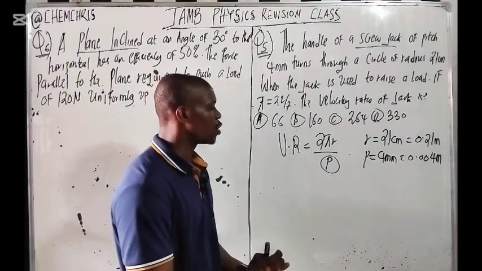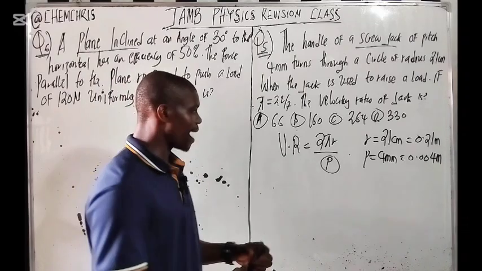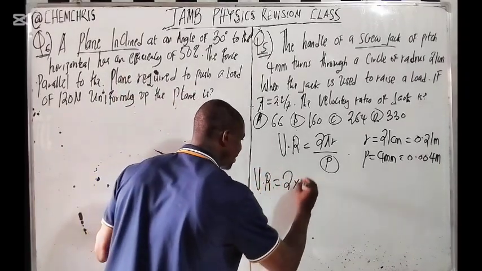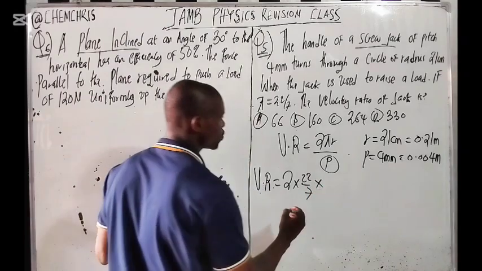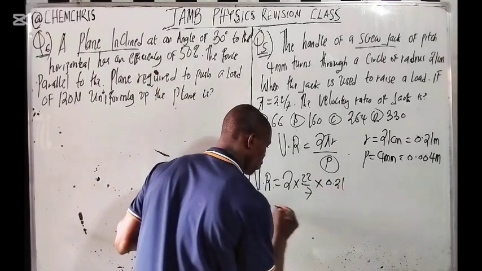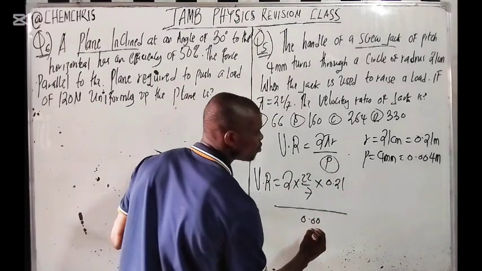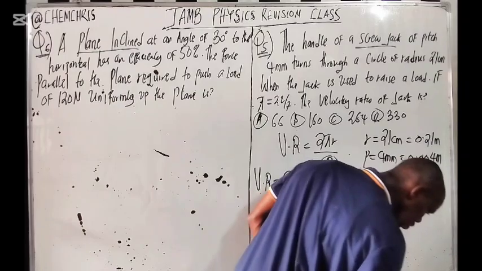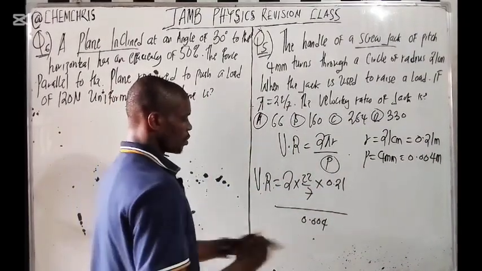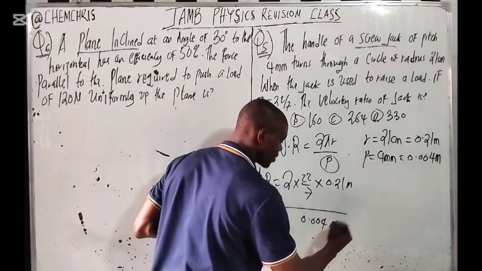So you just increase the value here. Pi is 22 over 7, right? So velocity ratio is equal to 2 times 22 over 7 times what? My radius is 0.21 over the pitch, which is 0.004. That is it. Remember, here is meter, and here is meter.